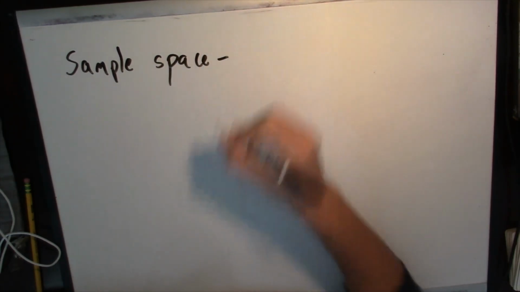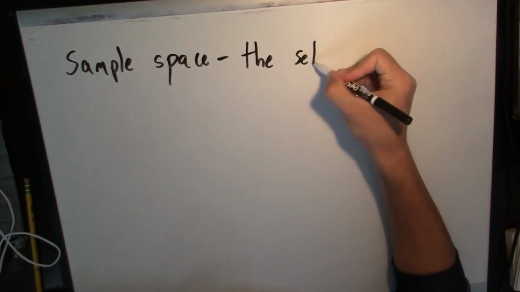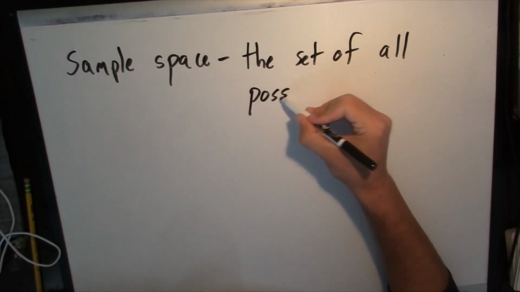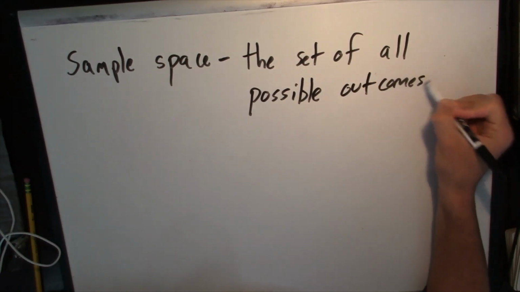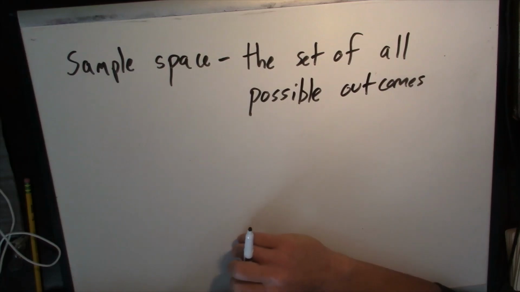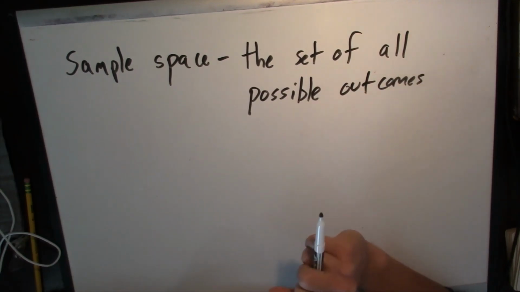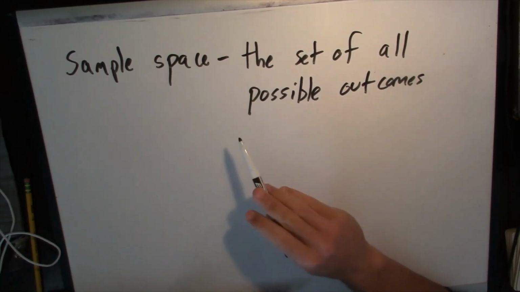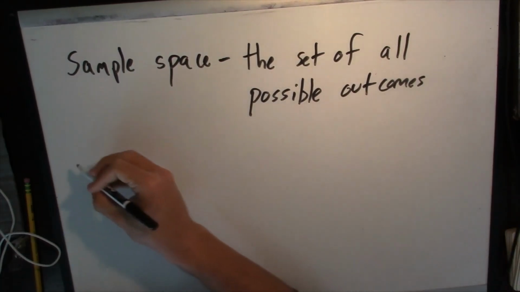And we said that the sample space was a set. It was the set of all possible outcomes. So there was a question on the quiz that said, what would the sample space be of rolling a six-sided die? Well, that was all of the possible outcomes of rolling a six-sided die. So you could roll a 1, a 2, a 3, a 4, a 5, or a 6. So the sample space would have been the set with 1, 2, 3, 4, 5, and 6.